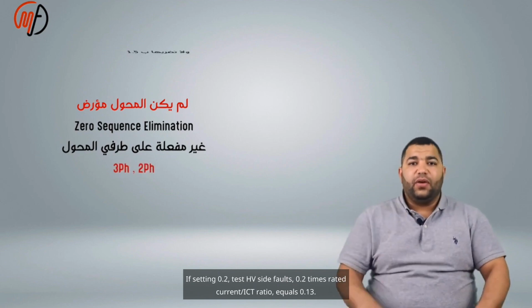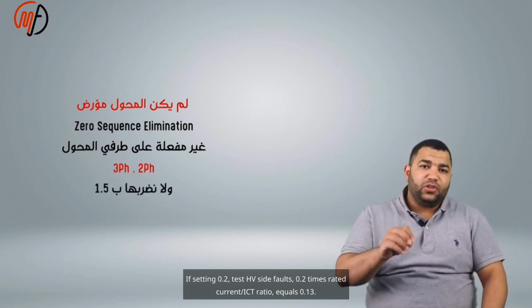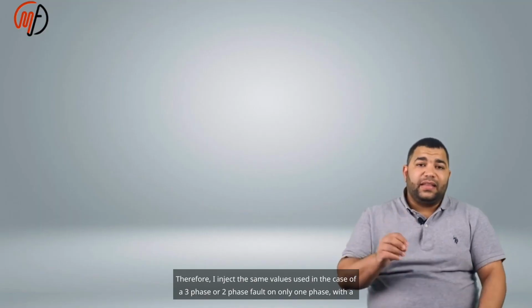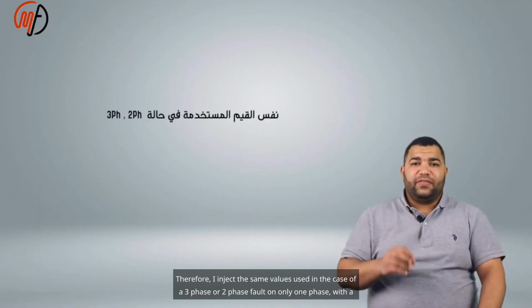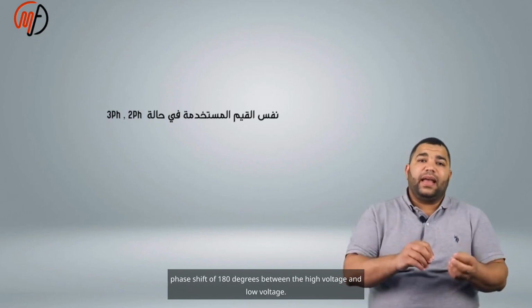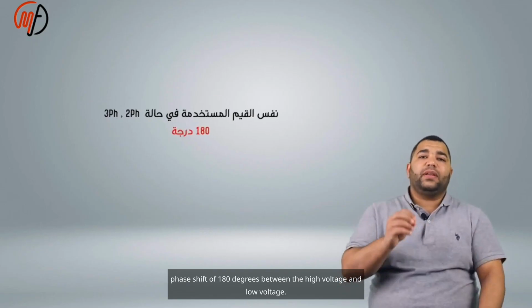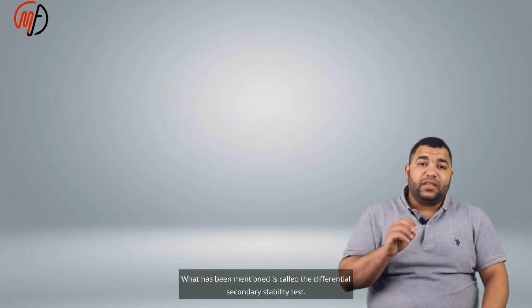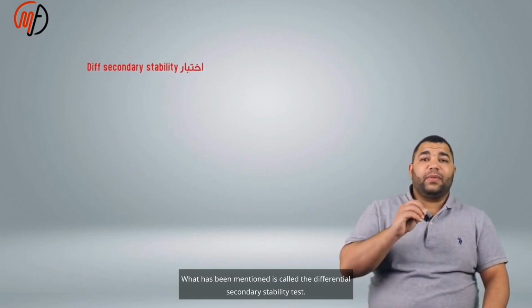0.2 times rated current, ICT ratio, equals 0.13. Therefore, I inject the same values used in the case of a 3-phase or 2-phase fault on only one phase, with a phase shift of 180 degrees between the high voltage and low voltage. What has been mentioned is called the differential secondary stability test.